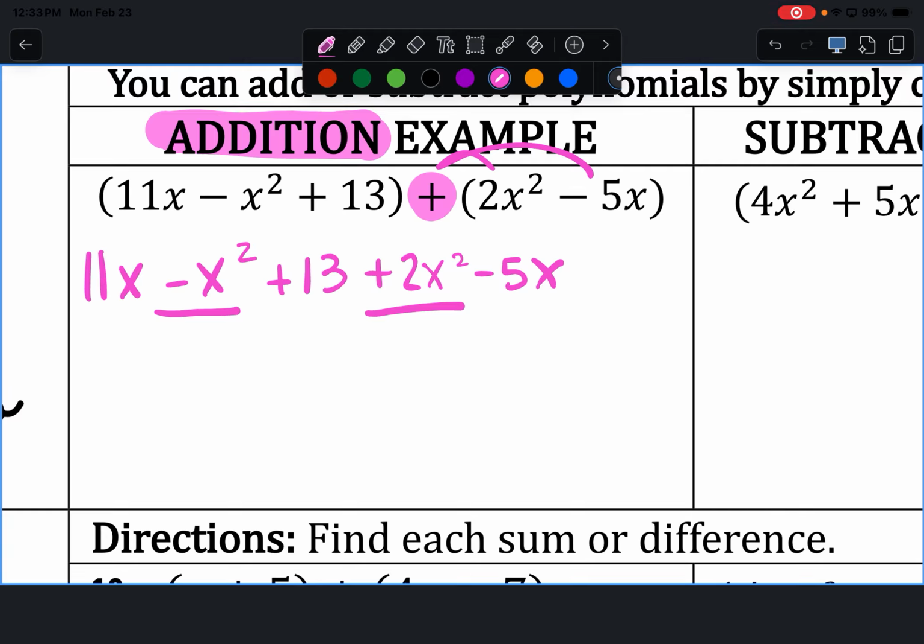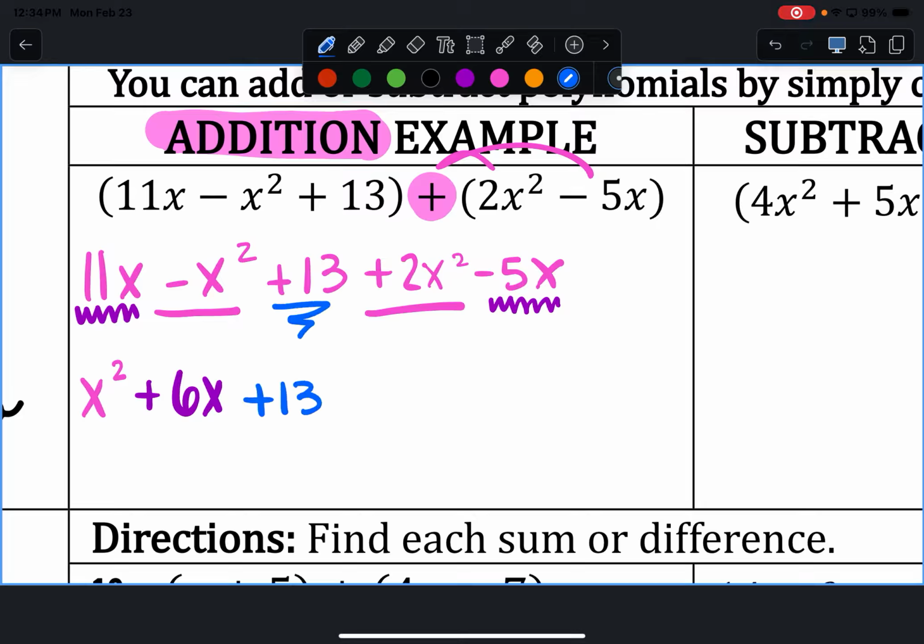What is negative x squared plus 2x squared? X squared. Now, I could also put the 1 in front of it. Do I need to put the 1 in front of it? I don't have to, but you can if you want to. Okay, now, for our next term, okay, we're going to look at just the plain x. So we have, what is our like terms with x in them? 11x and negative 5x. So 11x, negative 5x. What is 11x minus 5x? So we get plus 6x. Okay, now, does 13 have any like terms? No. Nope. So we just bring it down.